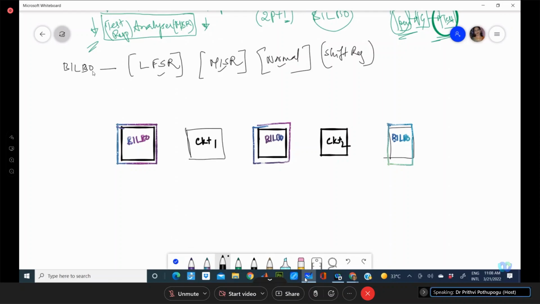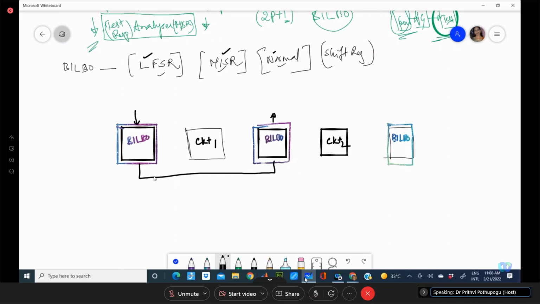What we are saying is that this setup of the block observer has the operation of LFSR, multiple input signature register, or normal shift register available in the setup itself. Only whether you are using it for generation or testing will be decided by the control signal available in the architecture. So this is your input and this is your path of output.